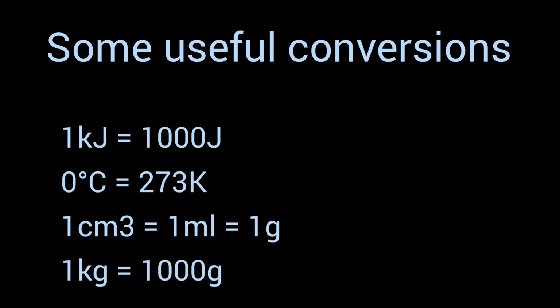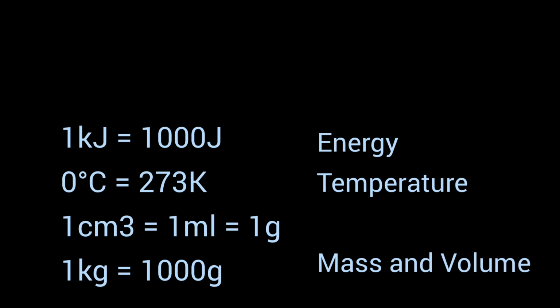Next, you might want to pause the video here to jot down these useful conversions. Now, these conversions you'll need to be able to answer questions using this equation. At the top, we've got how to convert between kilojoules and joules, which are units of energy. A kilo means 1,000. It's just like grams and kilograms. We've got units of temperature, degrees Celsius and Kelvin. If you're unfamiliar with Kelvin, it's just a different temperature scale. And we add 273 onto the temperature in degrees Celsius to get it into Kelvin.